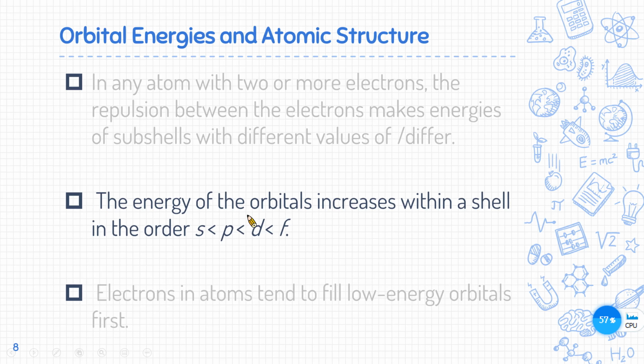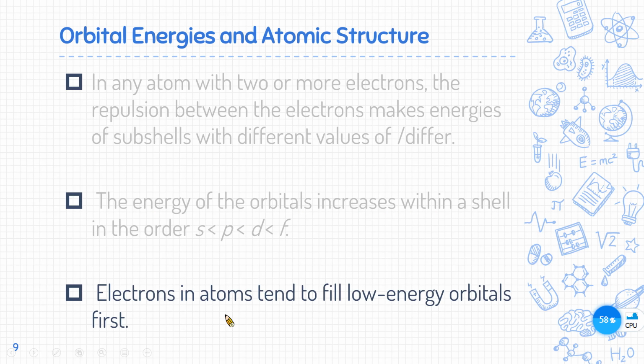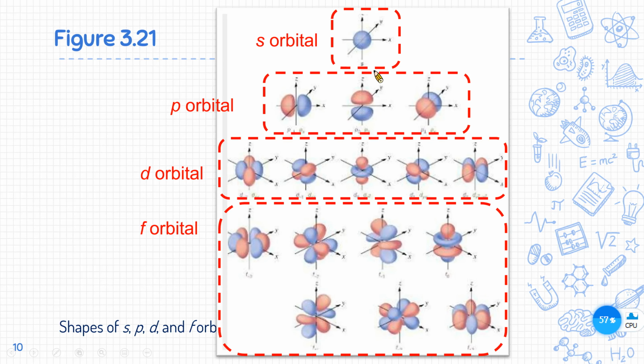The energy of the orbitals increases within a shell in the order of spdf, s less than p, less than d, and less than f. Electrons in atoms tend to fill low energy orbitals first. Here, showing you spdf, the shape of these orbitals.